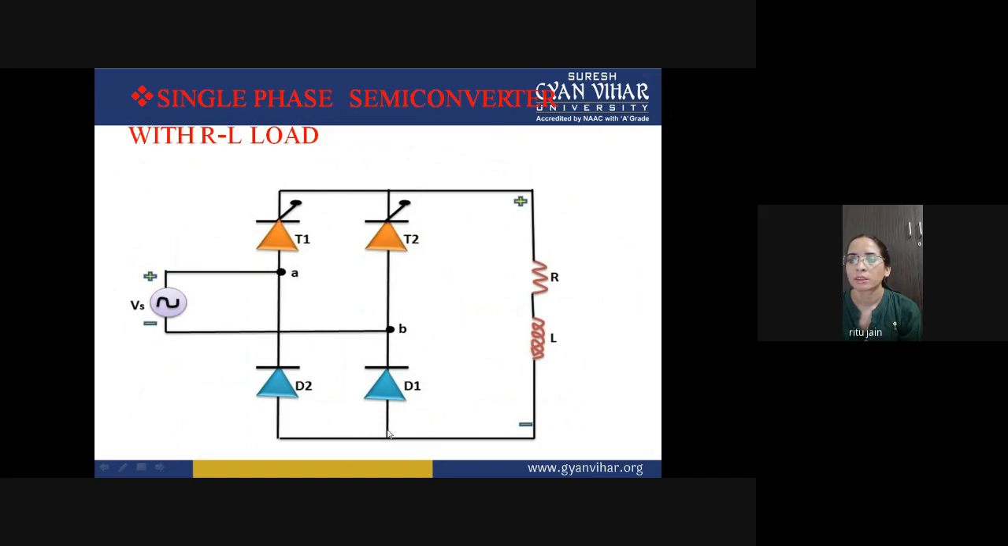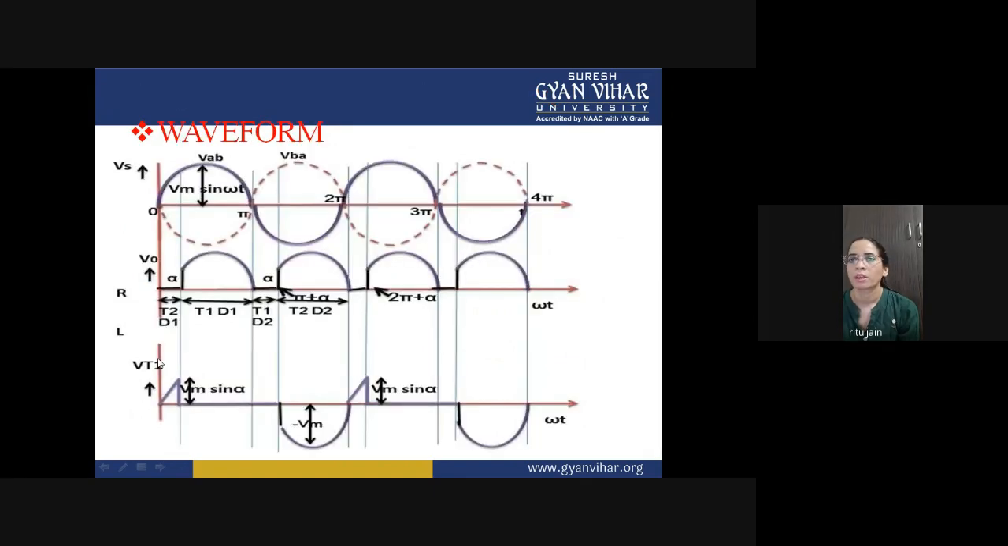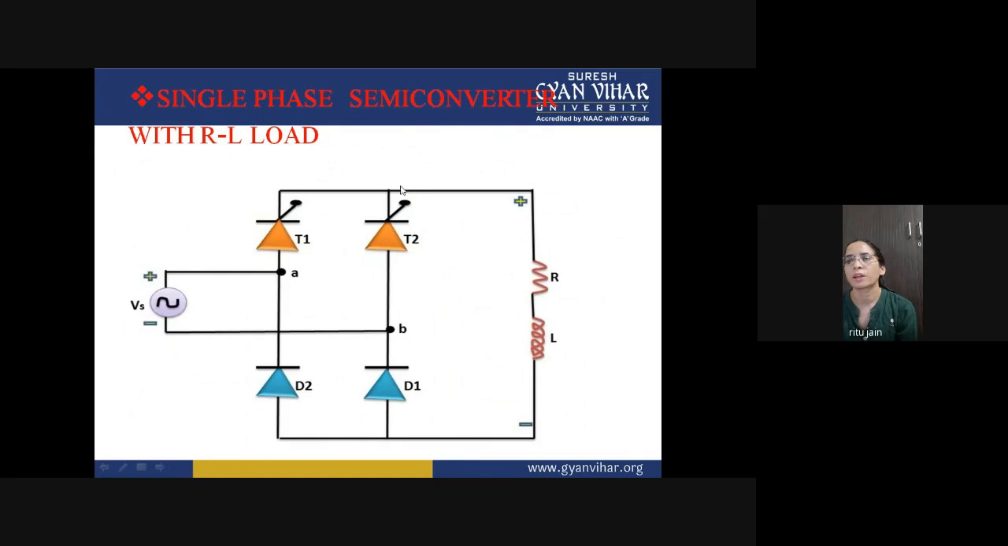The loop that will be followed is your T1, RL load, D1 and supply voltage. So the current will flow through these terminals, this loop T1, RL, D1 and your supply voltage. Now you can see from the diagram that when you apply single phase input voltage, T1 and D1 are conducting, and it depends on when you want to turn on this SCR by applying a gate pulse.